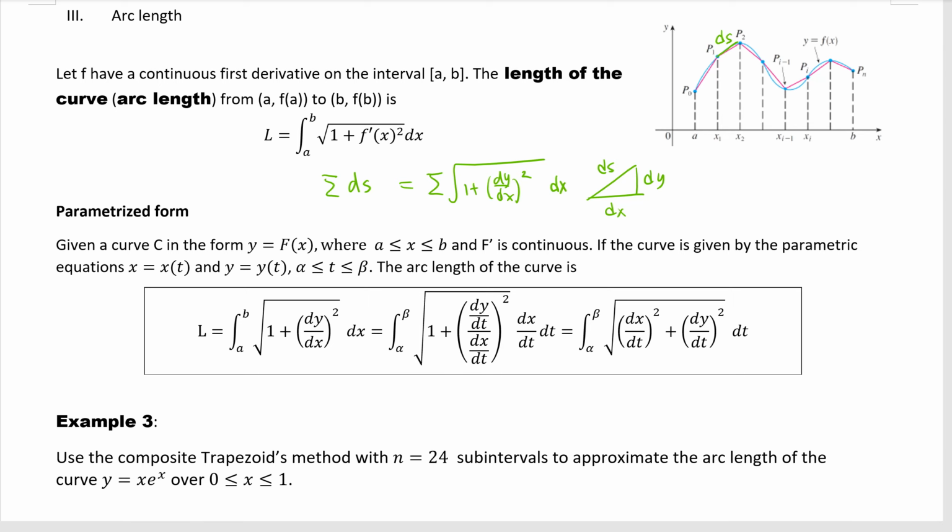If we consider x and y as functions of t, then we'll get square root of dx/dt squared plus dy/dt squared inside the integral. So far, so good, everybody.